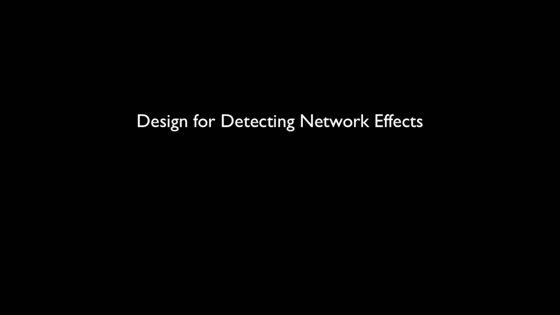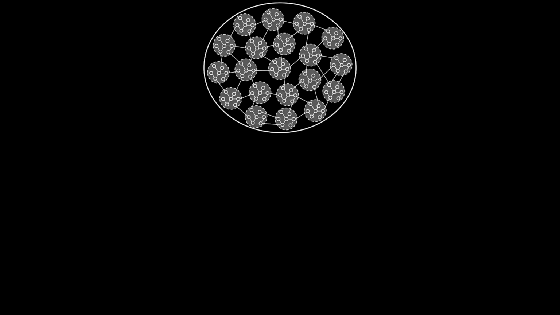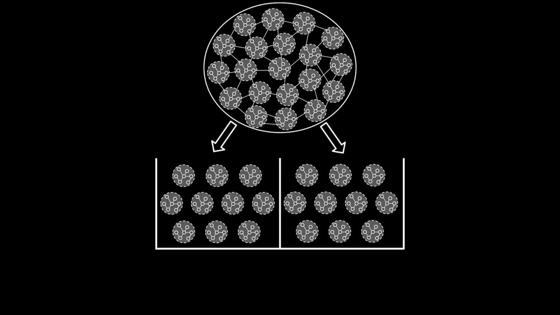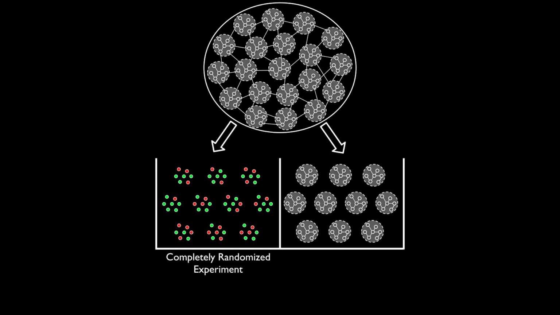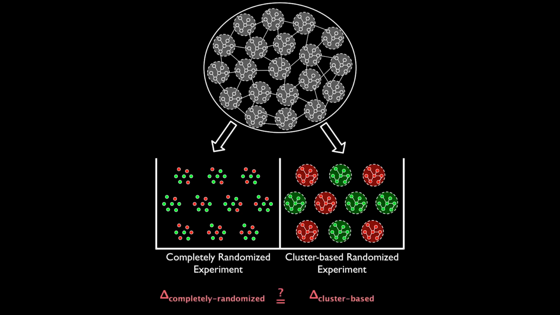Here is how it works. We first find clusters of densely connected users, and we divide them into two buckets. In the first bucket, we run a completely randomized experiment, and in the second bucket, we run a cluster-based randomized experiment. We then compare the estimates obtained from the two experiments. If there are no network effects, then we expect the two estimates to be very similar. But if the estimates are significantly different, then that is an indication of the presence of network effects.